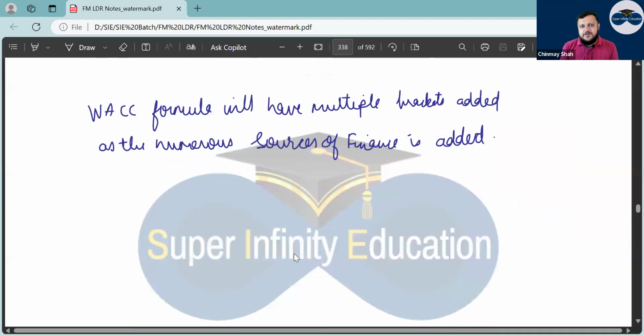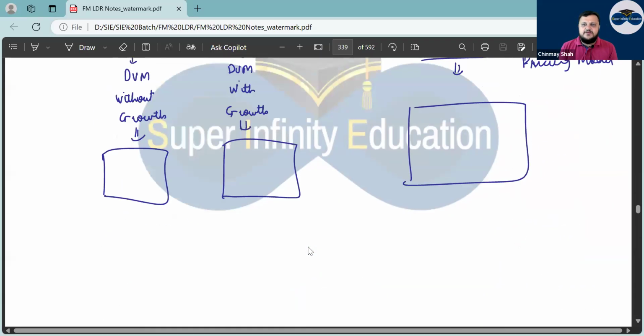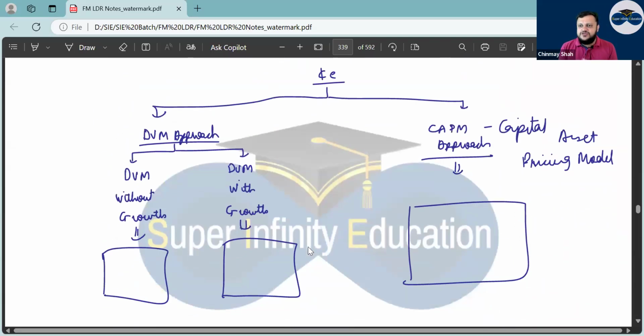WACC formula will have multiple brackets added as the numerous. So it is not only three brackets. If you have two types of debt, then two brackets will be there, right? For the amount and KD percentage changed, those many brackets can be added.